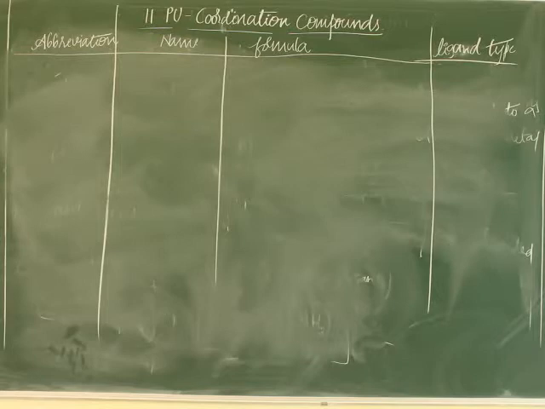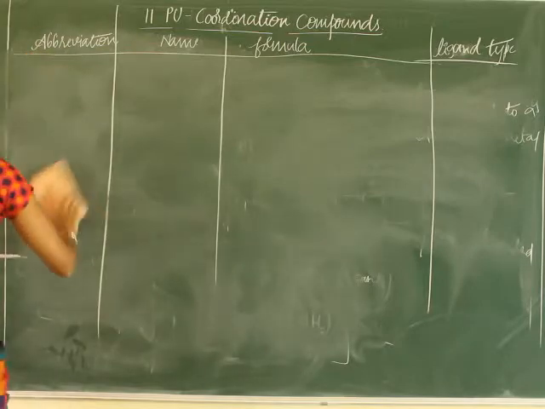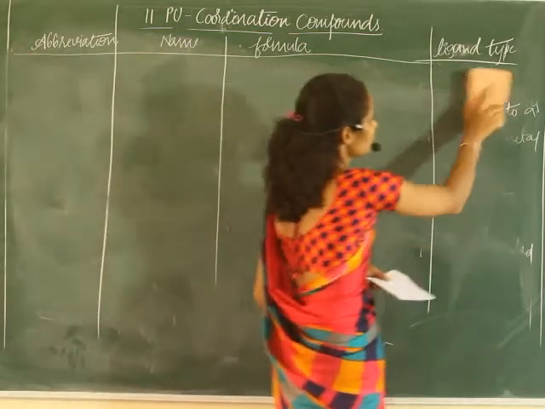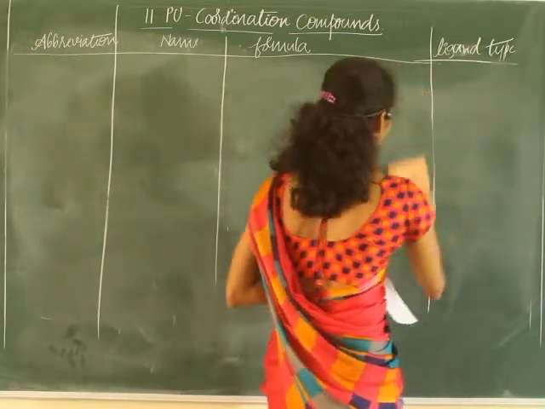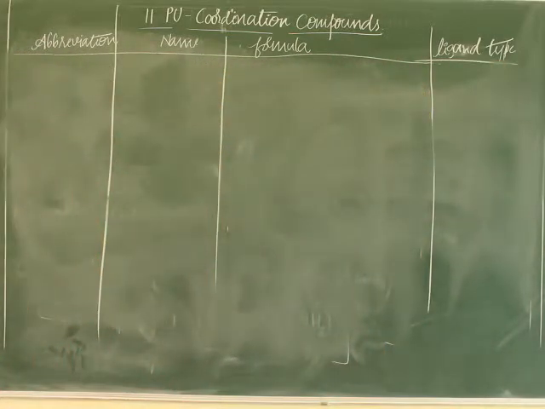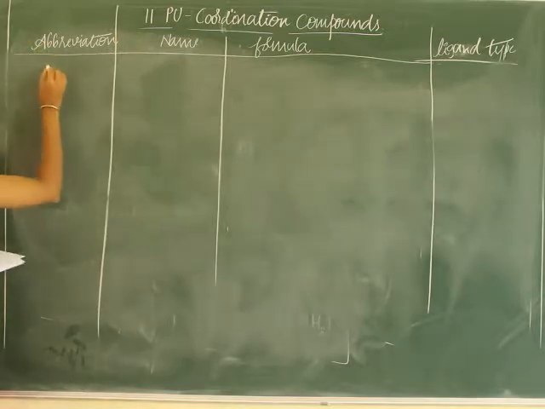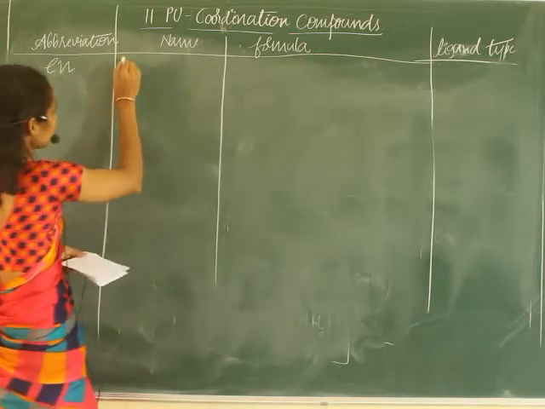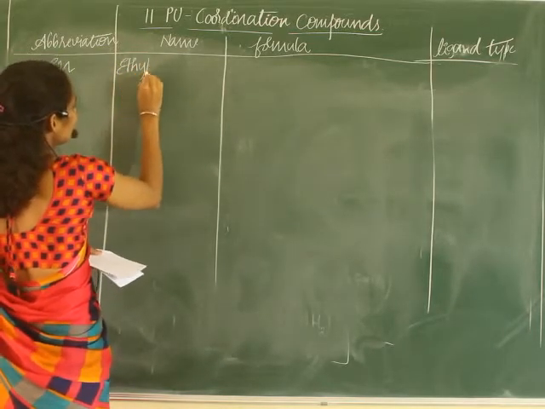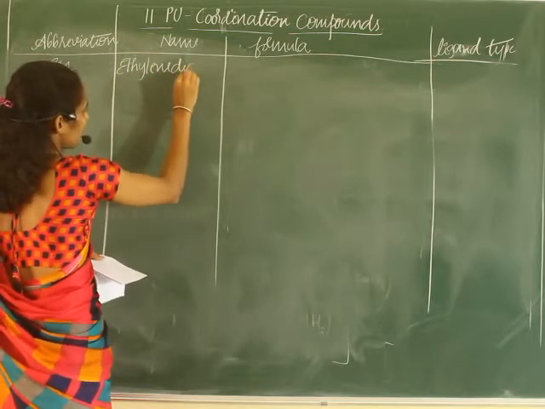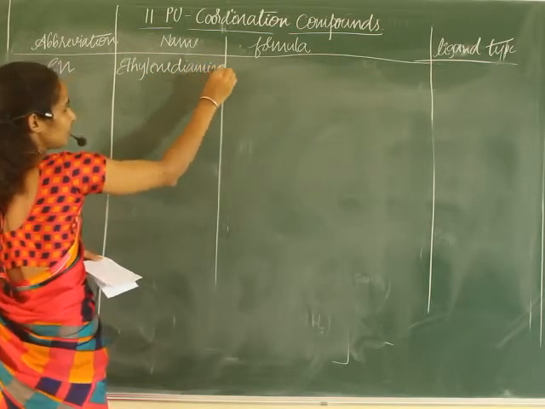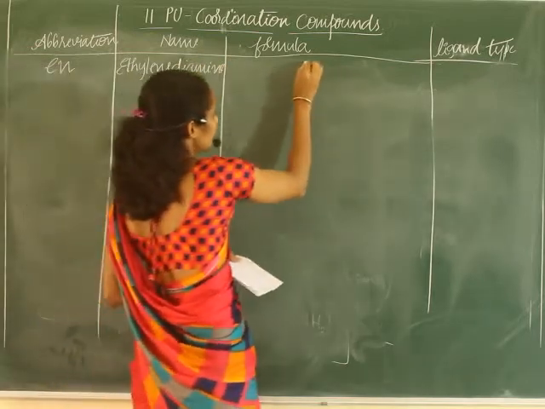Hello everyone. Let us discuss examples for bidentate and polydentate ligands. First one is abbreviation, that is EN, and name of this ligand is ethylene diamine. Ethylene diamine.